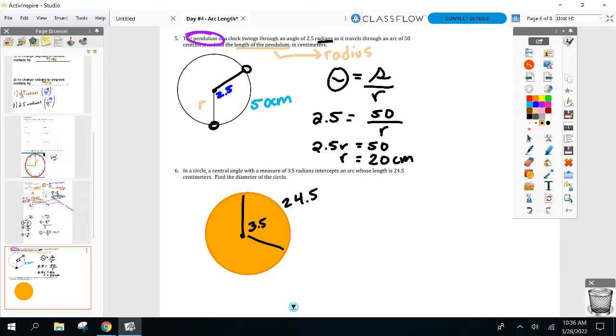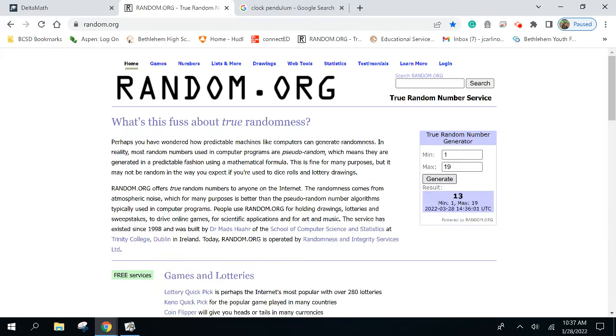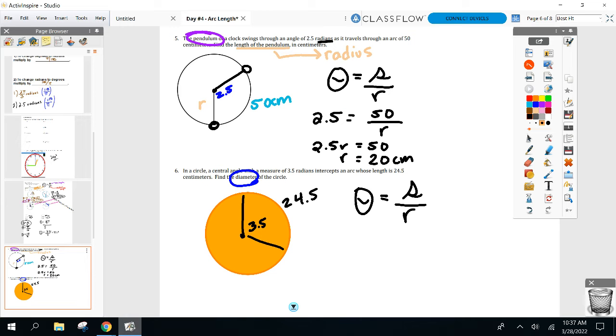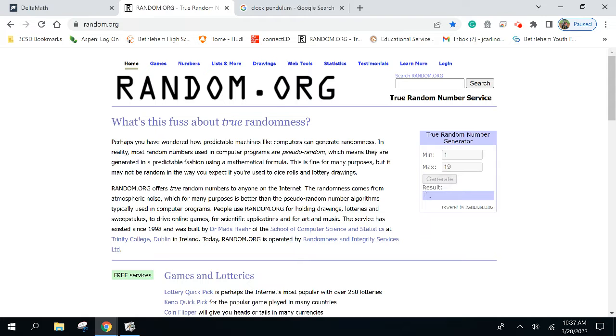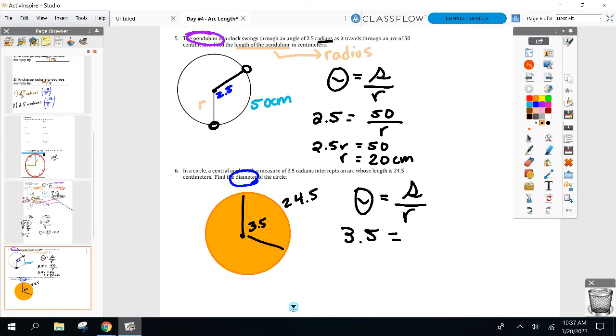What's the diameter? Whoa. My formula only has radius. Can I still use that formula? Yep. Good. Just want to make sure we're straight here. We could still use this formula, or you could convert 3.5 and solve for diameter in the other formula. Theta, what's going in for theta? 3.5. S, 24.5, over R. Just make sure when we find R, that's not our final answer.